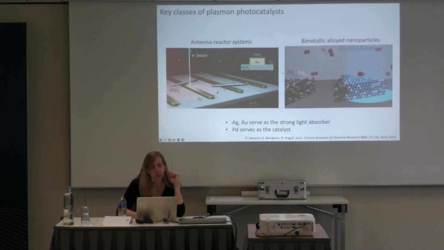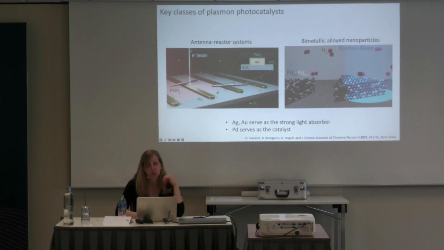So what you can do is put your catalytic nanoparticle, in this case for example palladium, near another metal that is a good light absorber. Gold, for example, is a very good visible light absorber. Silver is another good visible light absorber. There's a second class where you take both of those and alloy them together. These are essentially bimetallic alloyed nanoparticles.